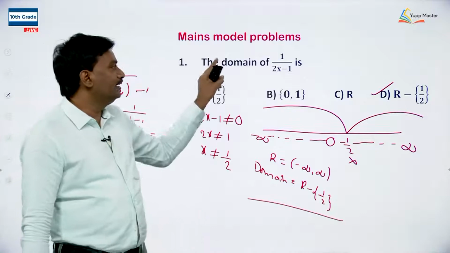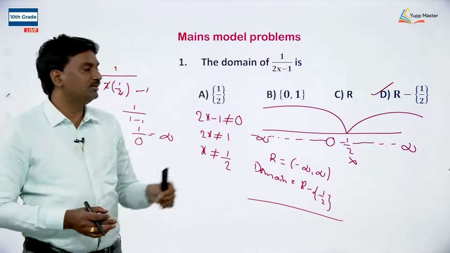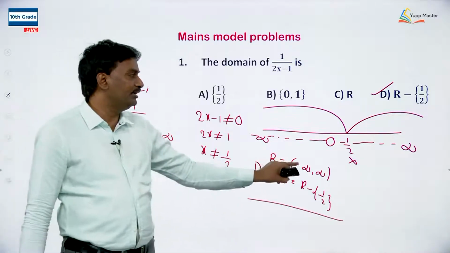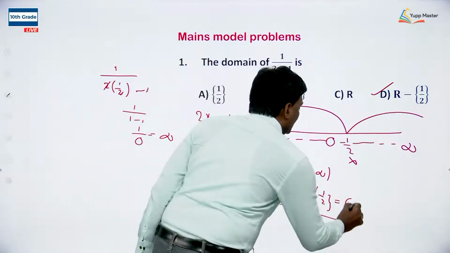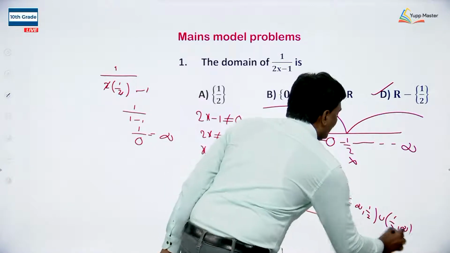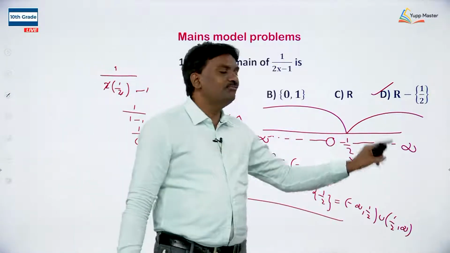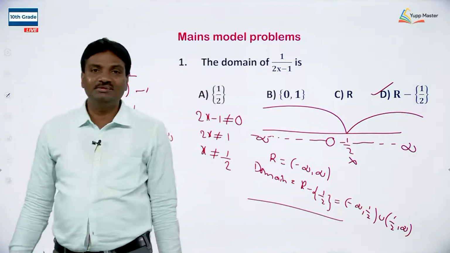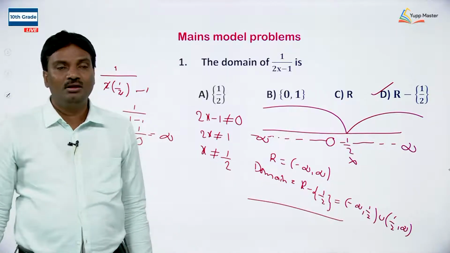So that's why we can take the domain of 1 by 2x minus 1 as R minus {1 by 2}. R is nothing but minus infinity comma infinity. So except 1 by 2 you may take any real number. So this is also written as minus infinity comma 1 by 2 union 1 by 2 comma infinity. We are taking the values between minus infinity comma 1 by 2 and between 1 by 2 comma infinity. So you can express R minus {1 by 2} like this also. Here we are not considering 1 by 2.